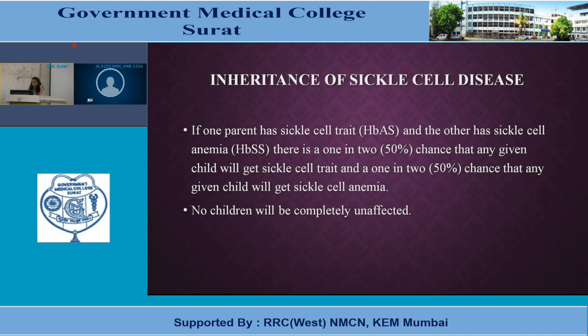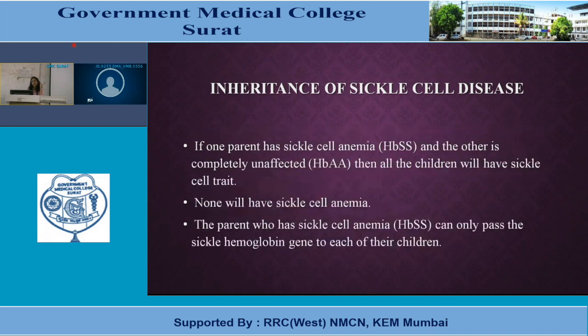And the fourth condition: if one parent has sickle cell anemia and the other is completely unaffected, normal, then all children will have sickle cell trait. None will have sickle cell anemia. The parent who has sickle cell anemia can only pass the sickle hemoglobin gene to each of their children. So if the mother has sickle cell anemia and the father is totally unaffected, then the children who receive it have only the trait, not anemia. Okay, not sickle cell anemia, only trait. They can pass it on to the next generation.